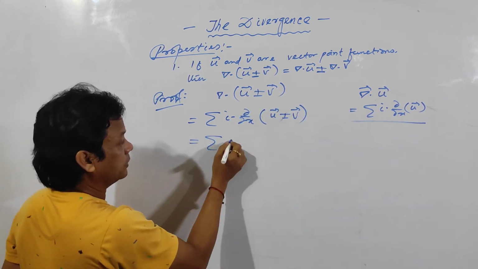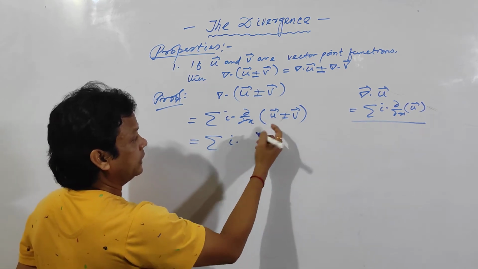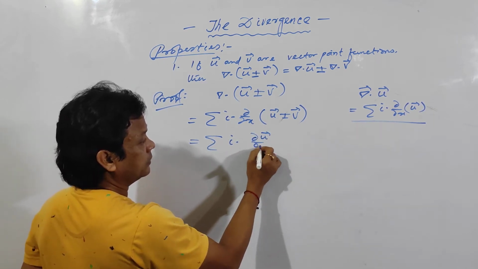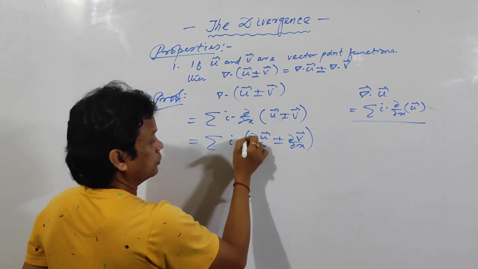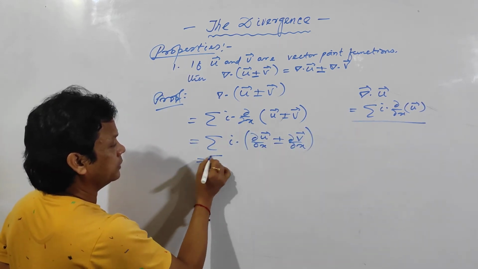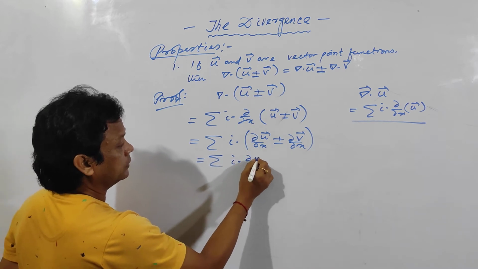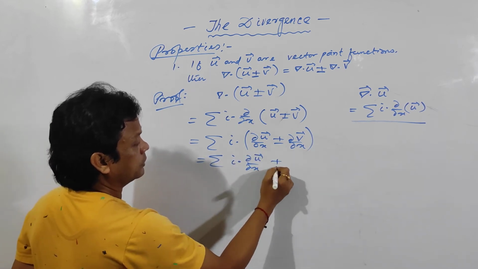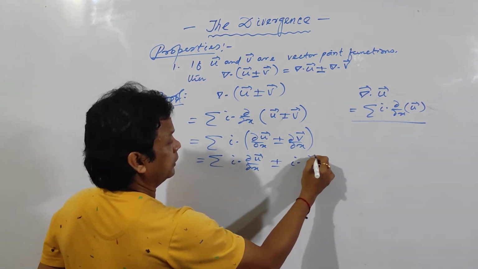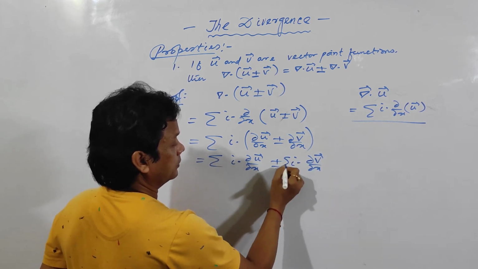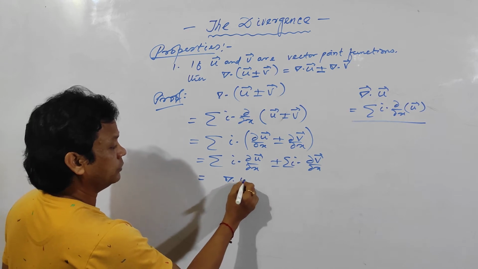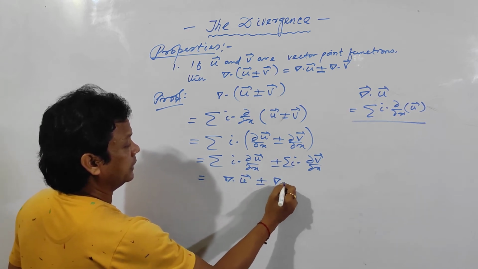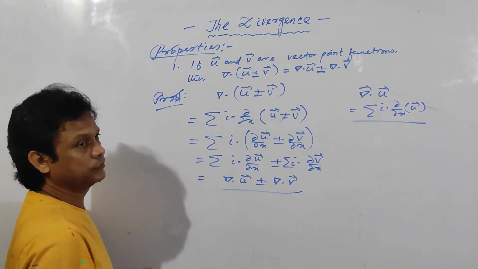So it is equal to summation i dot, apply the derivative, del u by del x plus minus del v by del x. Then after the distributive law of dot product, i dot del u by del x plus minus i dot del v by del x, and take the summation. And what is this? It is del dot u plus minus del dot v. This is the proof.